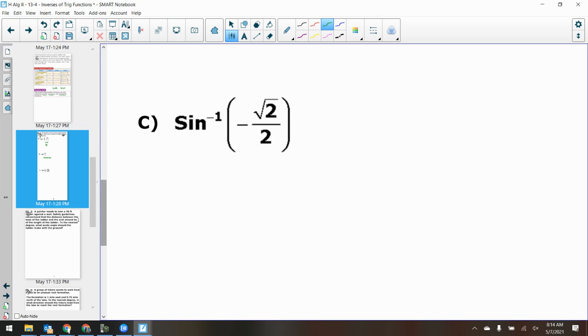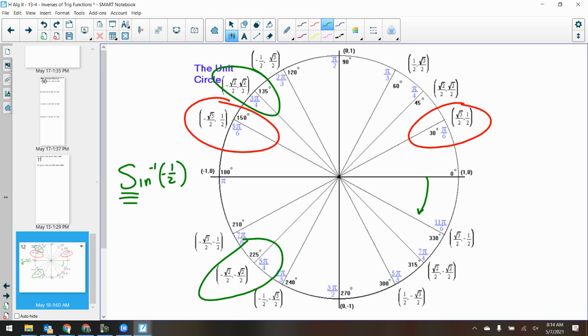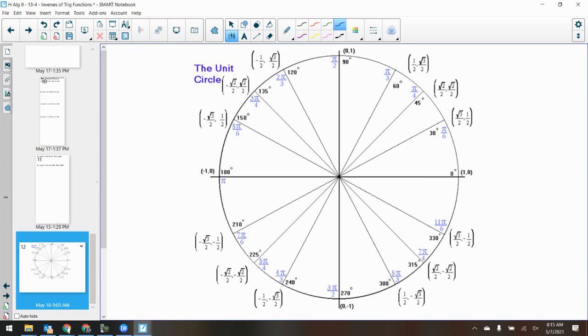Okay, so what's the inverse sine of negative radical 2 over 2? Let's find negative radical 2 over 2. Am I looking at x value or y value? Y value, because it's sine. And it's capitalized, so that has some implication. So where is the y value, negative radical 2 over 2? Right here, right?